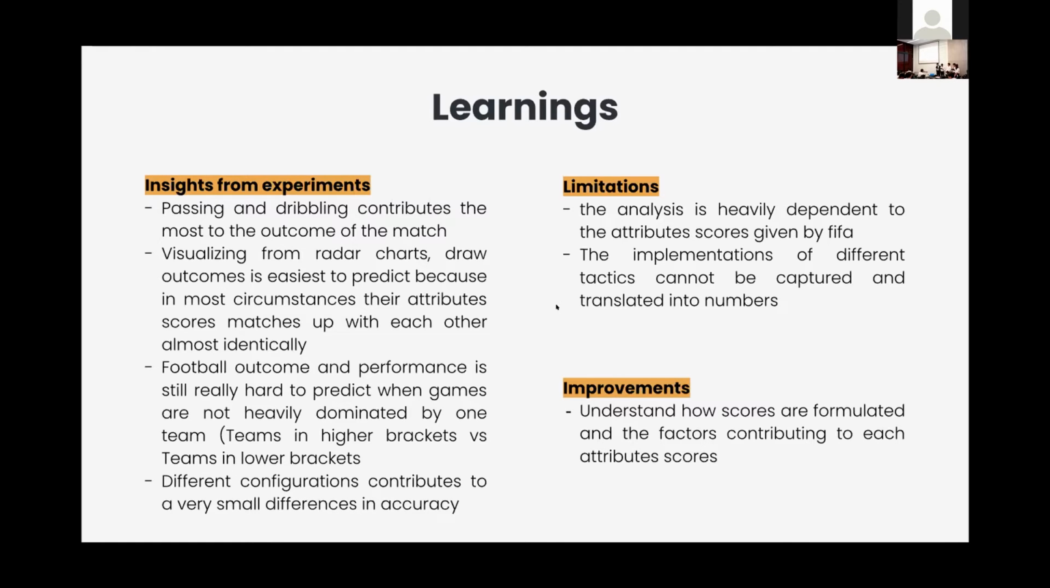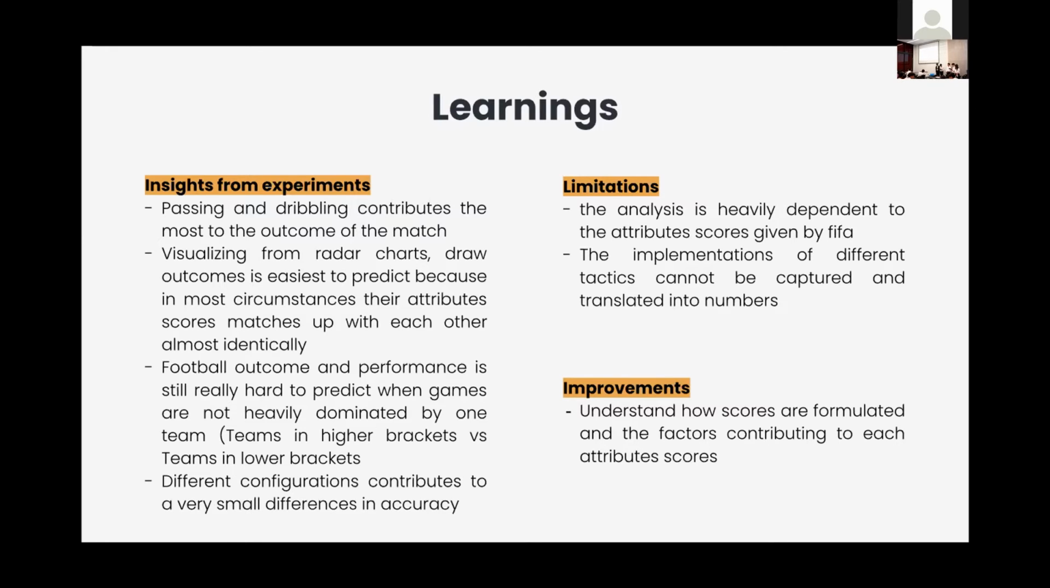Okay, so we move on to the conclusion of what we have learned from our project. Basically, the first thing is the design and the experiments. Passing and dribbling are the two attributes which are most effective to the outcome of the match based on the output data that we got. Next, for the visualization chart we use radar charts. So it is pretty easy to predict with this kind of chart since the attributes are visible.